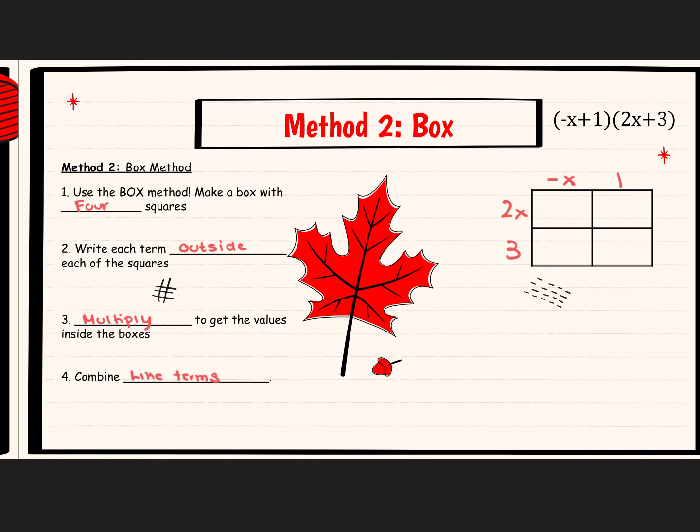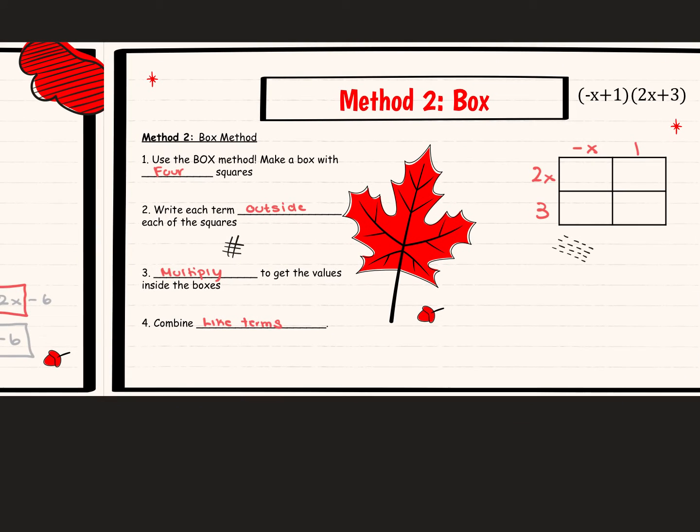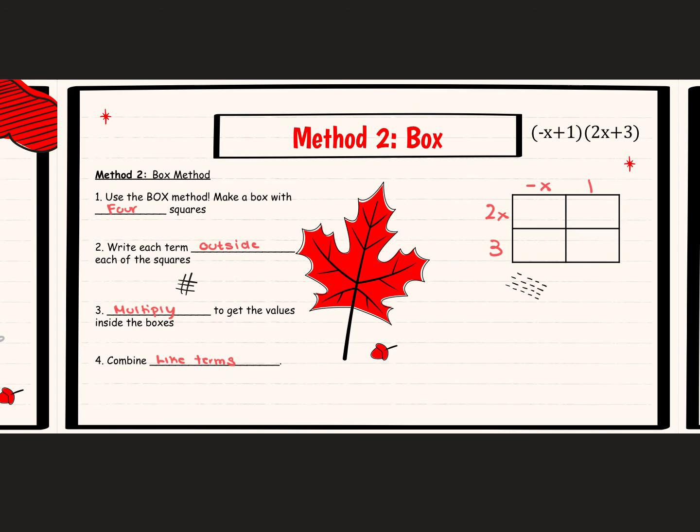All right, so looking at this first box here, I'm going to multiply my 2x and negative x to give me negative 2x squared. All right, I have 2x and a positive 1, which gives me 2x. I have 3 times negative x, which gives me a negative 3x. And then I have 3 times 1, which gives me 3. So again, I'm multiplying for each box what's in the column times what's in the row.